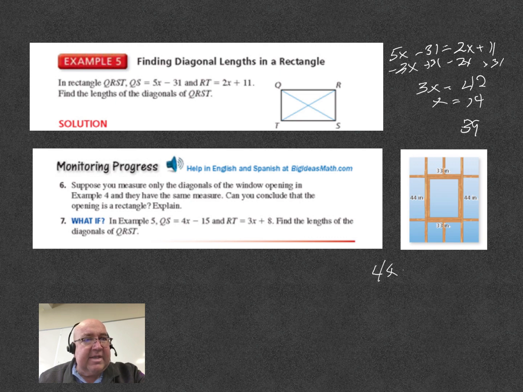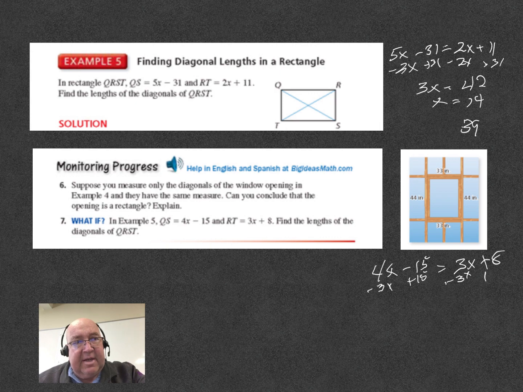4x minus 15 equals 3x plus 8. We're going to subtract 3x from both sides. We're going to add 15 to both sides. We're going to get x equals 17. Put that back in. 3 times 17 is 51 plus 8 is going to be 59. And then both will measure 59.